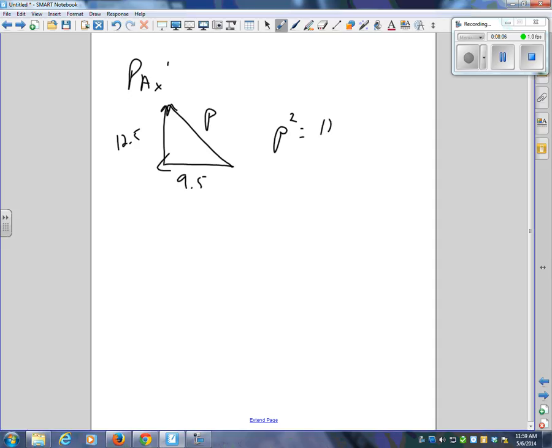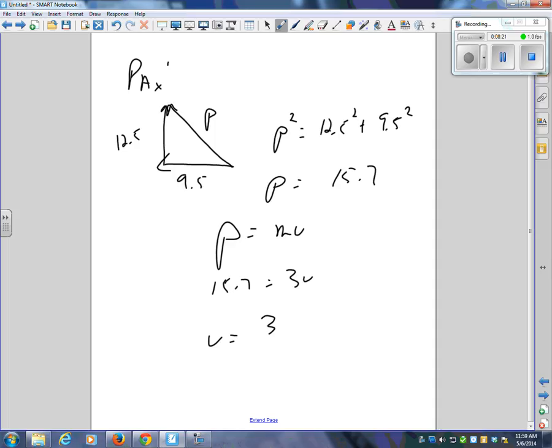Well, you guys, this is the simple part. I get 15.7. P equals MV, 15.7, the mass is 3. So velocity is 5.2 meters per second. And you guys can figure out the angle. Opposite or adjacent, 12.5. I get west 53 north.